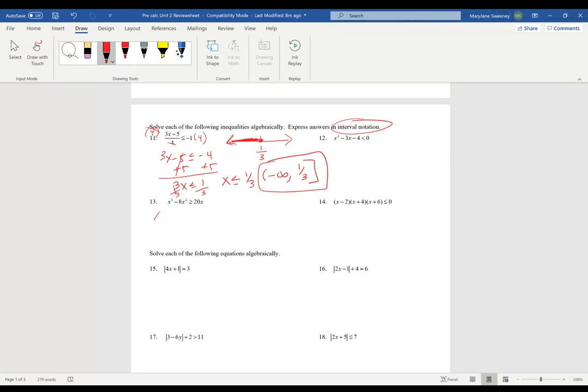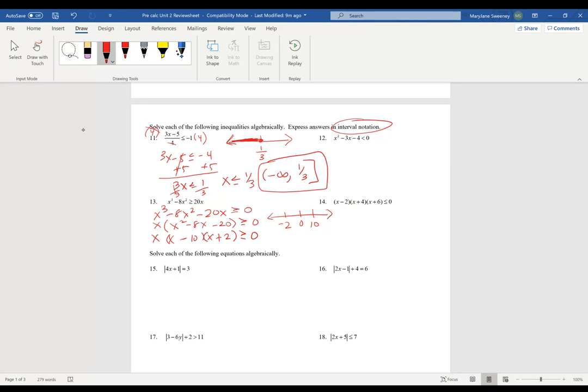Now in 13, where I have an inequality degree 2 or higher, it's a degree 3 polynomial. I have to move the 20x over, factor out an x, oops, 10 and 2, minus 10 plus 2 will add to -8. It'll multiply to -20. Then I will go to my number line. I need -2, I need 0, and I need 10. I need whatever makes those 0.